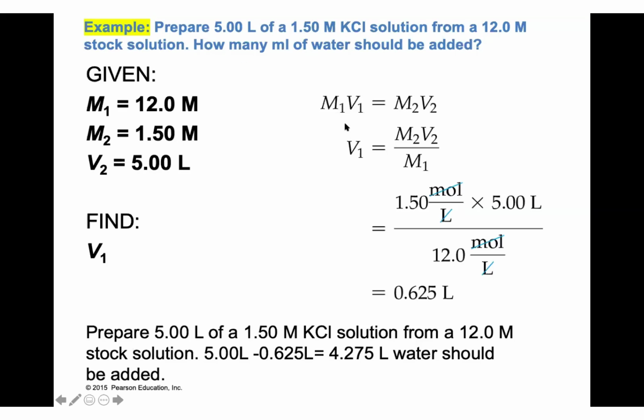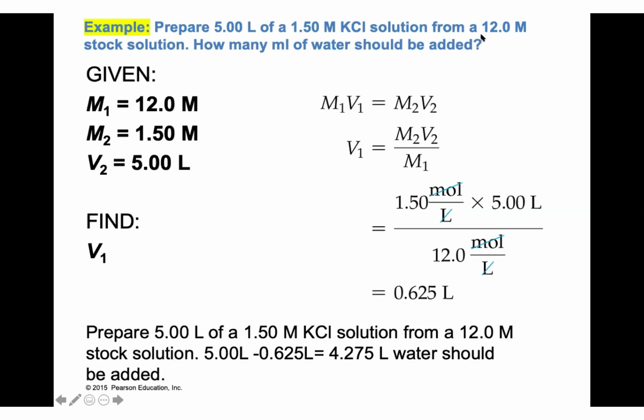This is called, guys, a dilution solution. What if they don't give me a stock solution? How do I know which one is more concentrated? If they don't give me a stock solution here, they just tell me 12.0 molar of solution. It's because it's a higher number, higher molarity, okay? Higher molarity always means concentrated solution.